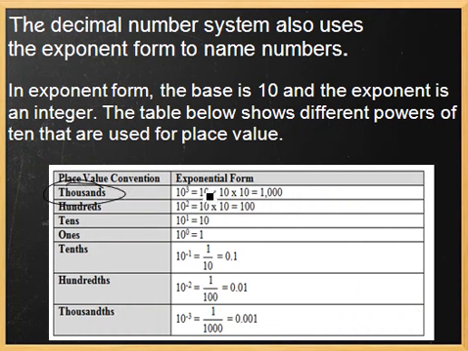Therefore, thousands is really 10 times 10 times 10, or 10 cubed. 100 is 10 times 10, or 10 squared. Tens are 10 to the 1, or 10 to the first power, and our ones is really 10 to the 0, because as we raise 10 to the 0, we get 1. Tenths, which is 1 over 10, represented in decimal form as 0.1, is really just 10 to the negative 1. Hundredths is 1 over 100, or in decimal form 0.01, and can be represented in exponential form as 10 to the negative 2, and so forth.